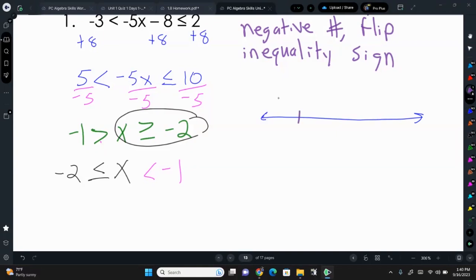So we have -2, -1. x is greater than or equal to -2, so we're going to do a bracket, but less than -1. So it's going to be everything in between. I know that can be a little bit confusing, so you just got to be very careful that when you're moving your signs around you're still saying the same thing.